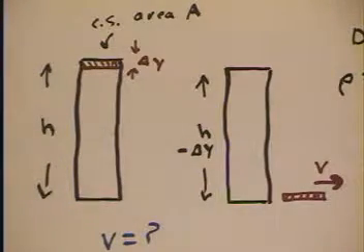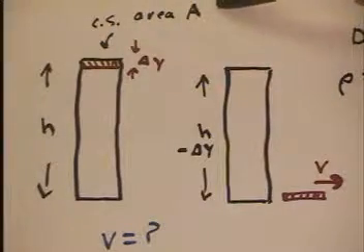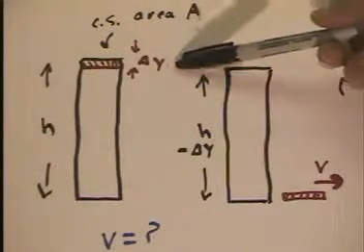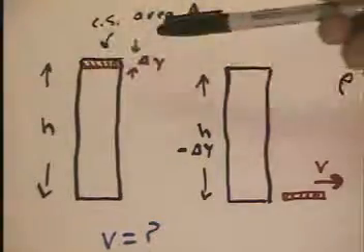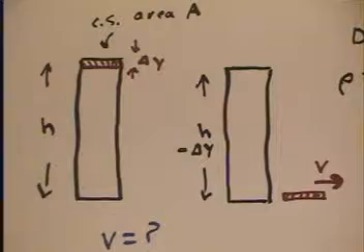We repeat this analysis with symbols this time. The cross-sectional area, instead of 8 square centimeters, will be A. The height of this little segment will be delta y, not 0.5 meters, and the height will be h, not 90 centimeters.